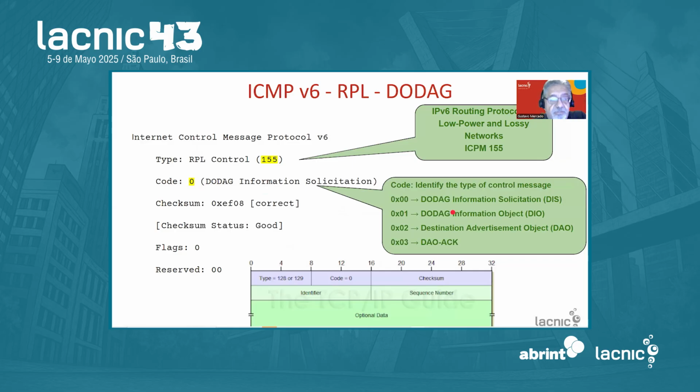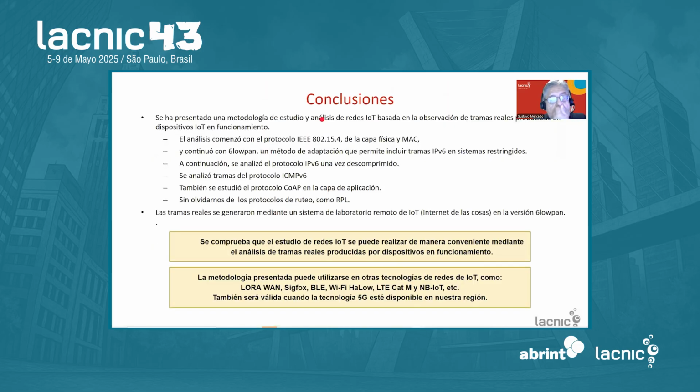It can be one where information is forwarded, that request information is forwarded. This is requested DODAG information. You have 02 code where you have a destination advertisement object when there is a change in another node. And of course, we have the acknowledge. The checksum is correct, and the other data don't exist. So this is the ICMPv6 and the RPL DODAG version.